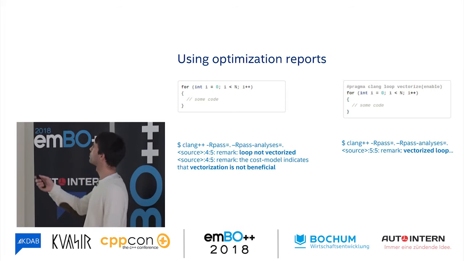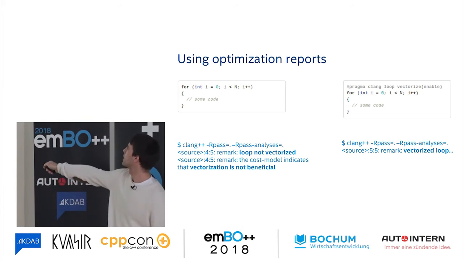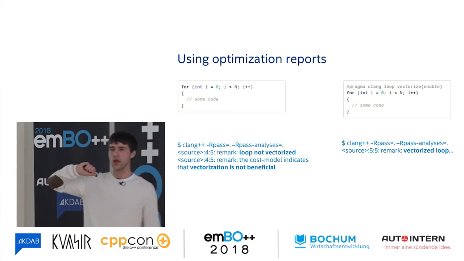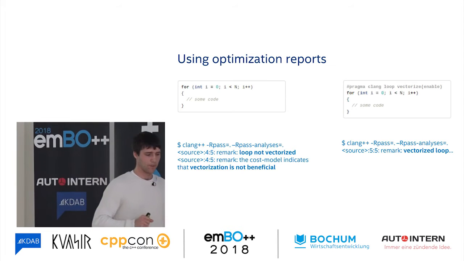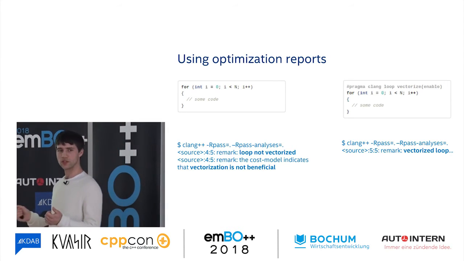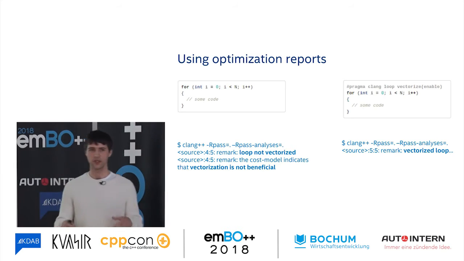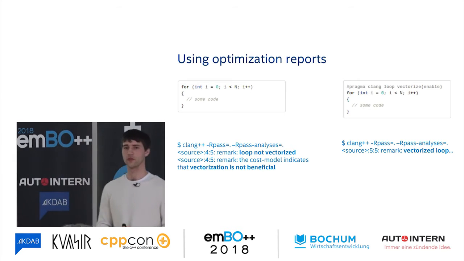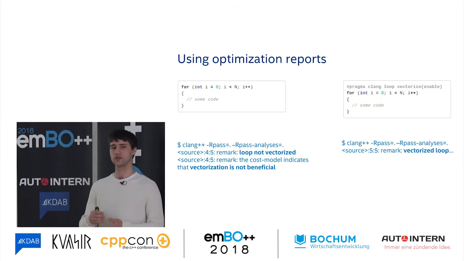You can add this special pragma, pragma clang loop vectorize enable. This pragma is saying, hey compiler, if you are able to prove that it's legal to vectorize this code, just do it, okay? So now the compiler will not look into its cost models and will not try to calculate the efficiency of the vectorized version versus the scalar version, and will just vectorize it.